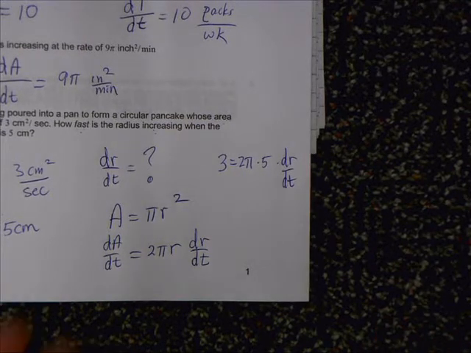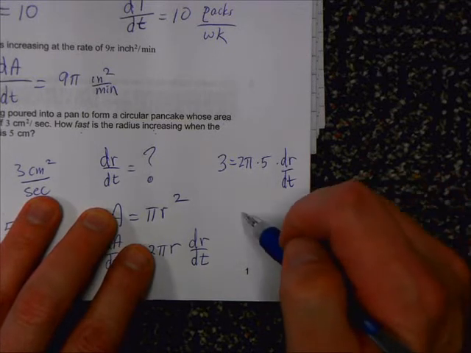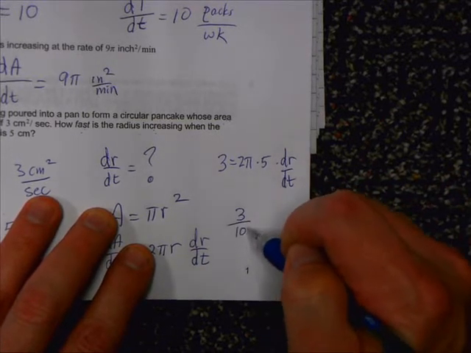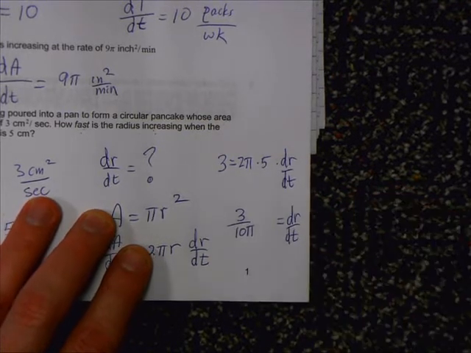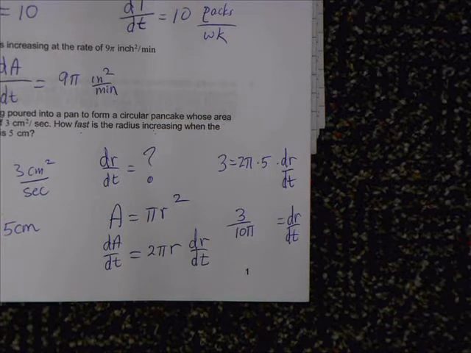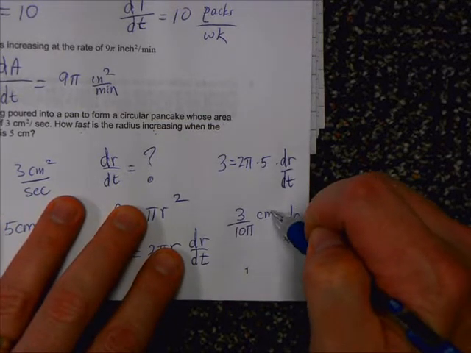To find dr/dt, it's going to be 3 over 10π equals dr/dt. But I should put units on there. What would my units be? Centimeters per second. Centimeters squared. Centimeters or centimeters squared?